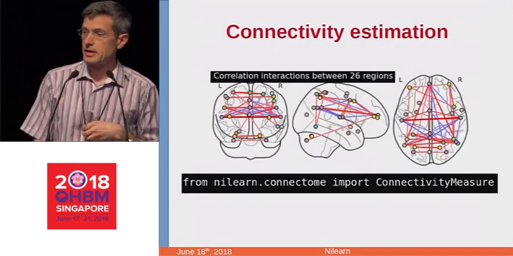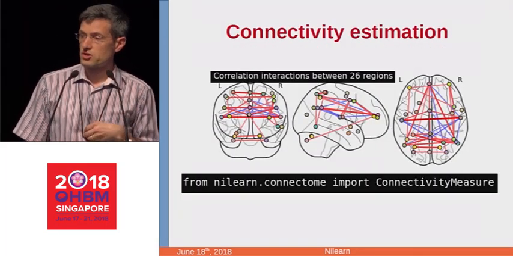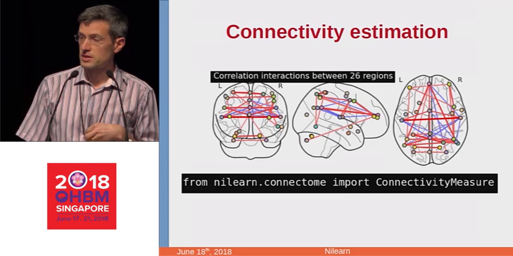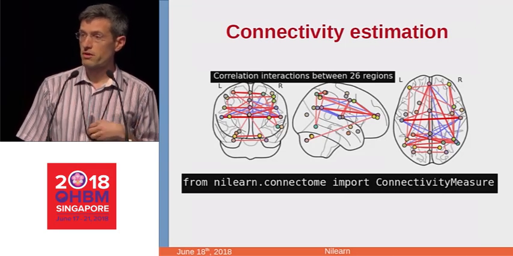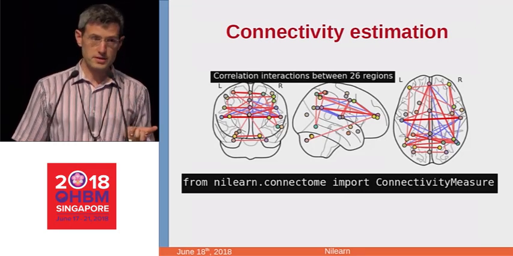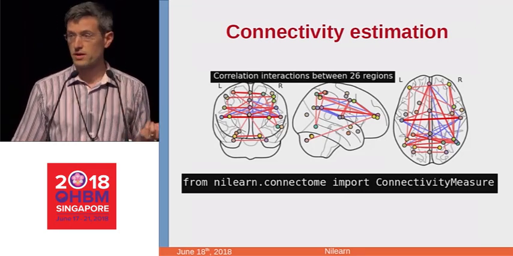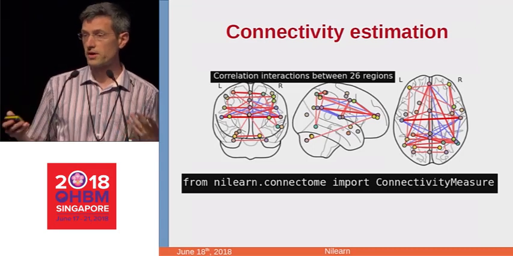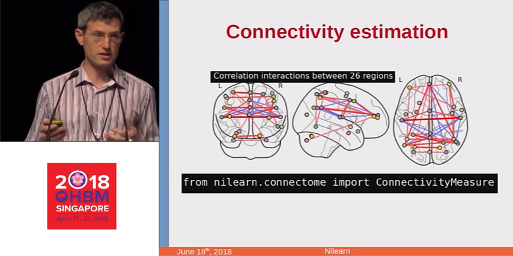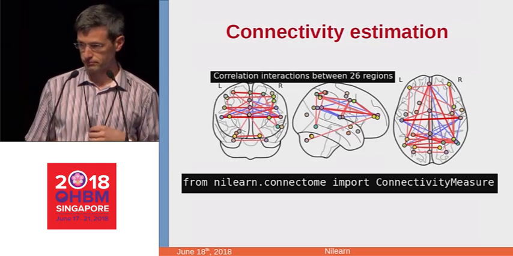And then on these regions, you can estimate the connectivity. So we provide tools to estimate correlation, partial correlations, with regularized estimates. So for instance, some graph lasso models that will estimate sparse models of connectivity, or some shrinkage estimates which have good properties, they are very stable and reliable.